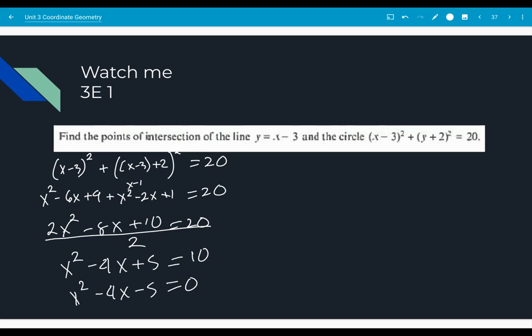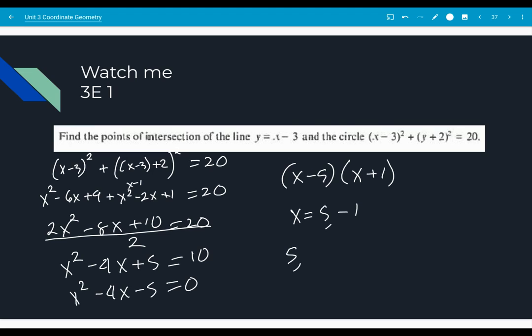It's a quadratic. I can plug it into my calculator. I can factor. I can do any number of things. So I find that x minus 5, x plus 1 is what that equation factors into. So my x is equal to 5 and negative 1. So those are my x's.